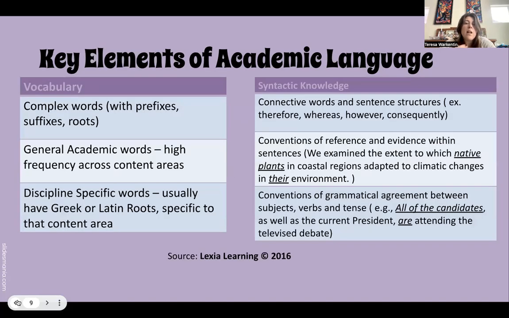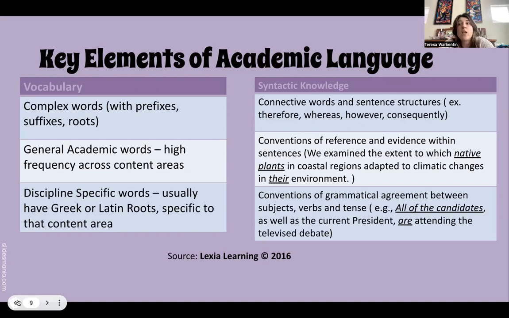These are some of the key elements of academic language. This is borrowed from Lexia. So we have the vocabulary level. These can be complex words with prefixes, suffixes, roots. This is something we can teach to support. It can be general academic words that have a high frequency across content areas, or discipline-specific words. These are the ones usually with Greek or Latin roots specific to that content area, especially in the sciences.